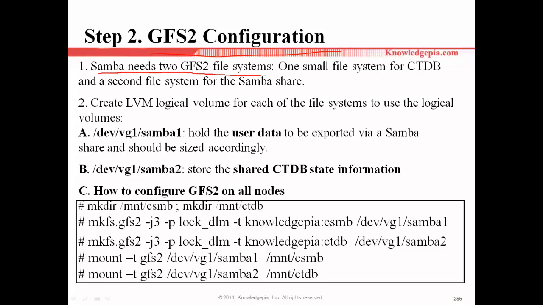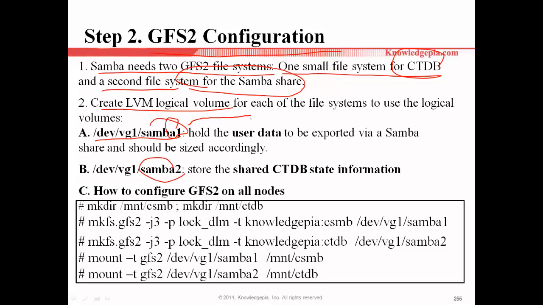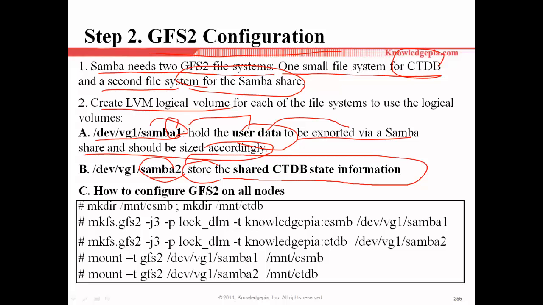Samba needs 2 GFS2 file systems: 1 small file system just for the CTDB database, and a second file system for the Samba file sharing service. In my case, I will choose logical volumes like this: volume group 1, samba1 and samba2. Samba1 will hold the user data, and this user data will be exported via the Samba share and should be sized accordingly. And samba2 only stores the shared CTDB state information.